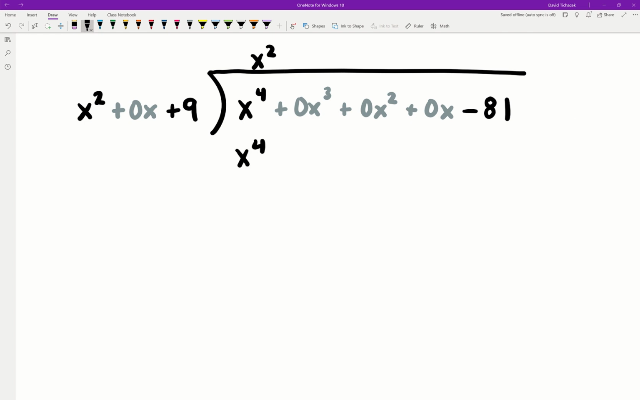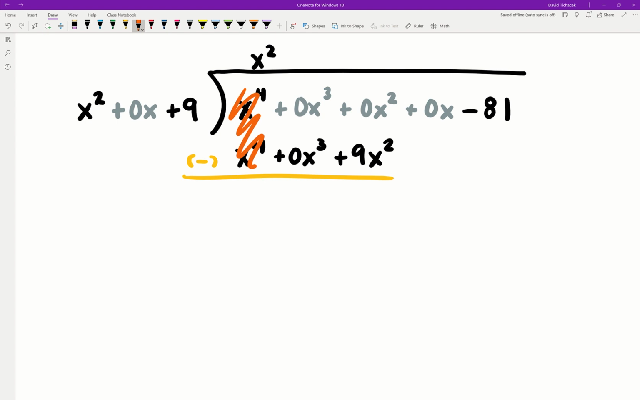That's going to result in x to the 4th plus 0x to the 3rd plus 9x squared, and then we subtract, okay? And so we're going to find here that your x to the 4th column cancels, your x to the 3rd column cancels, and we're just going to be left here with 0 minus 9, which is negative 9x squared. And then we're going to drop down the next 2 terms, actually, because what we're trying to do in this line is match up to how many terms are out here on our divisor, which we can see with that placeholder is 3 terms. So we're going to drop down the 0x, and we're going to drop down the minus 81.